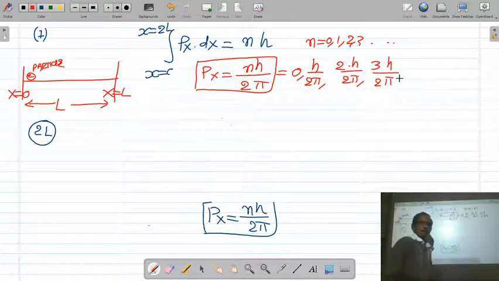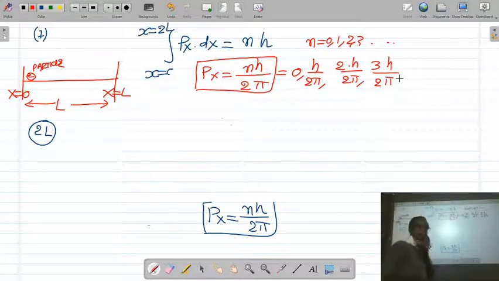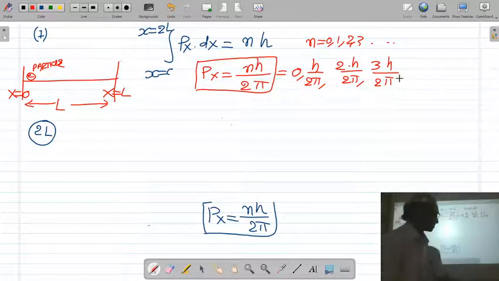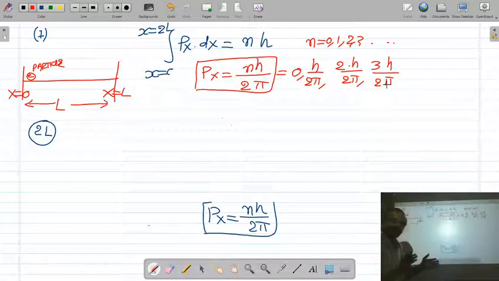It means that quantum mechanics says the particle cannot move with any value of velocity, so the particle cannot have any value of momentum. Classical mechanics says that the particle can move with any velocity and can have any value of momentum. But quantum mechanics says that the particle cannot have any value of momentum or energy. The particle has discrete values of momentum. It can have 0 momentum, h upon 2l, 2h upon 2l, 3h upon 2l, but in-between values of momentum are not possible from this equation.